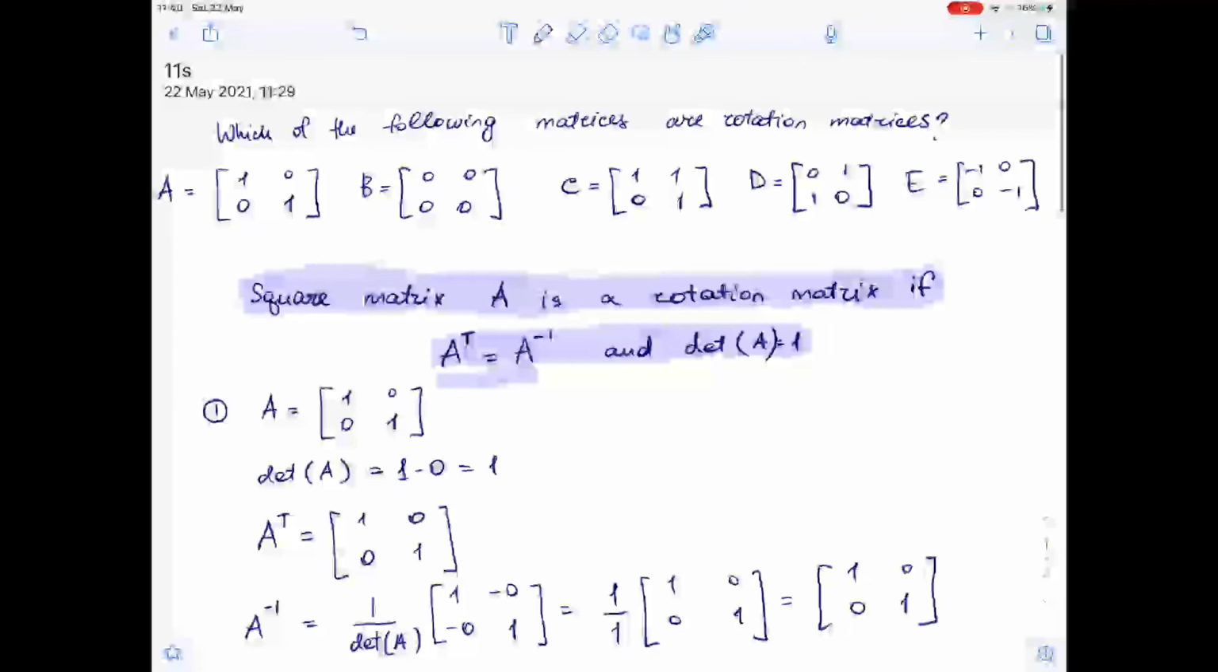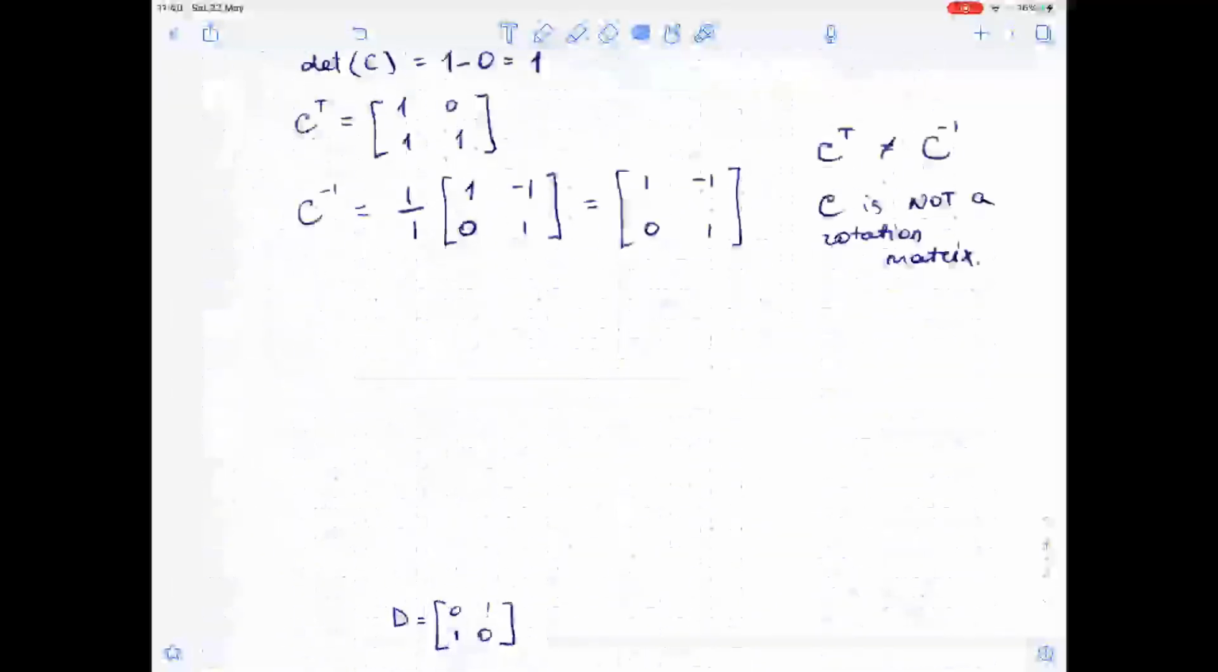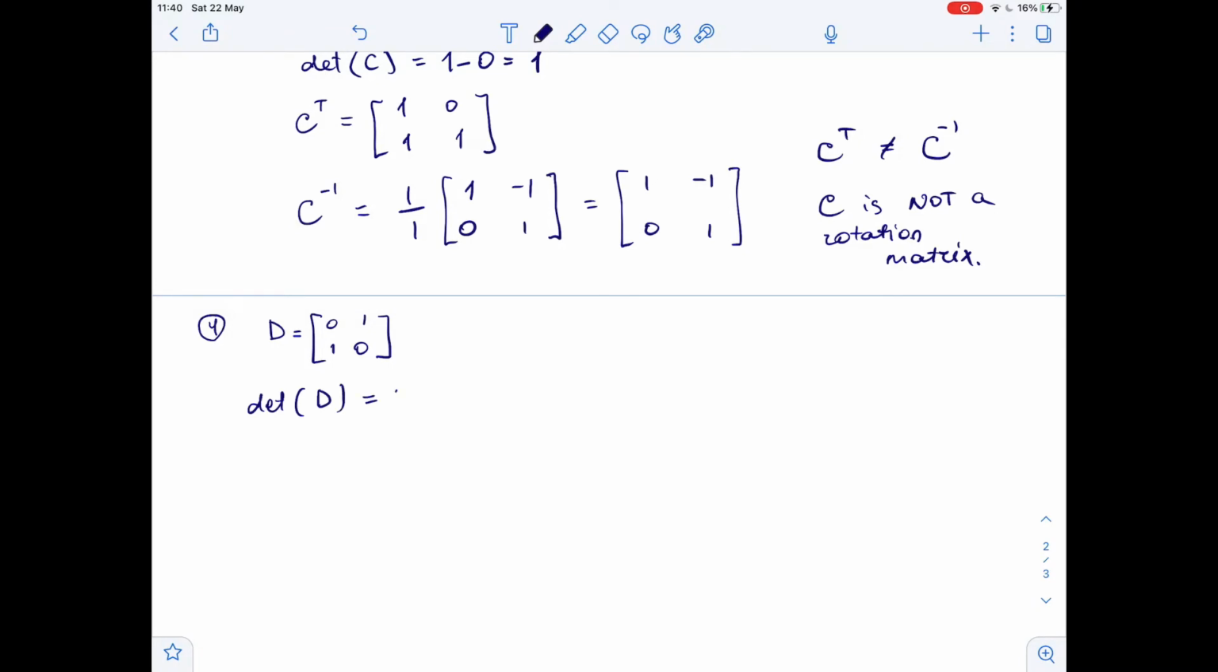Okay, let's move on to matrix D. Again, we will duplicate it. Let's start with the determinant of matrix D. It would be equal to 0 minus 1, which is negative 1. Again, we see that the determinant of matrix D is not equal to 1, which means matrix D cannot be a rotation matrix. So D is not a rotation matrix.